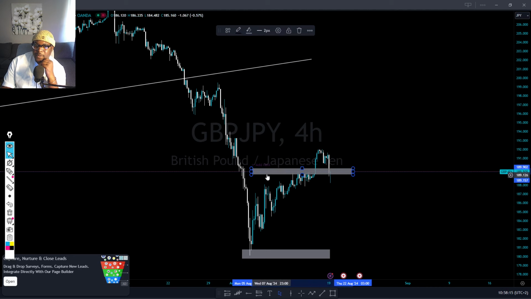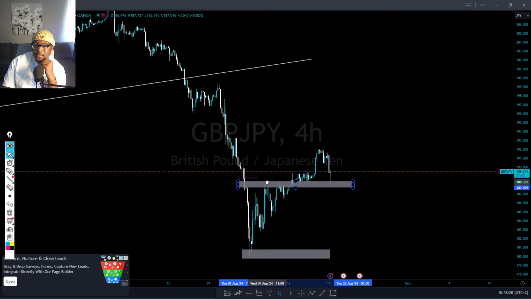Around this level, it was a proper resistance. So this might be a very nice retest. I think also on that Euro JPY, the market was having this type of structure.